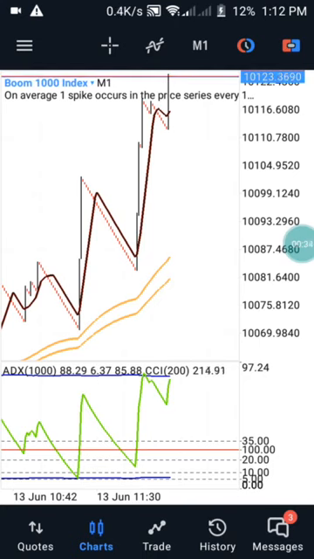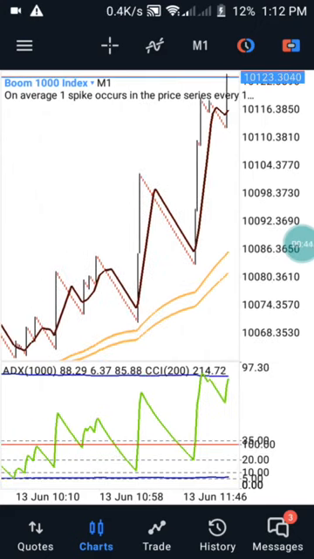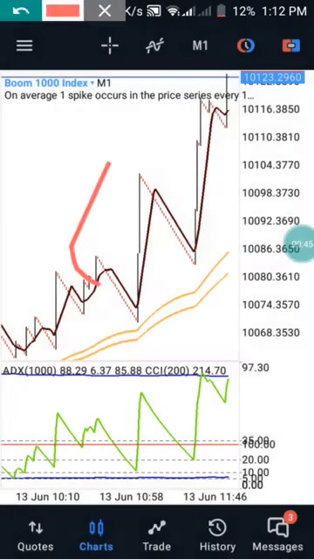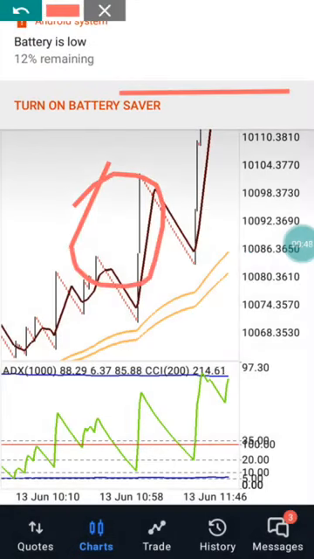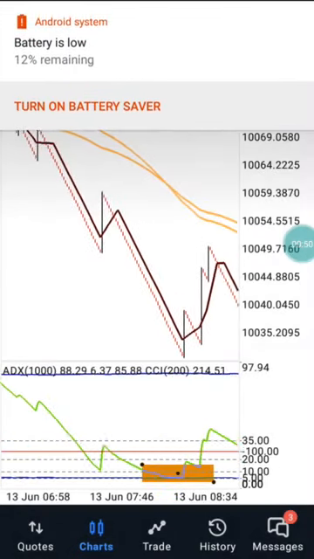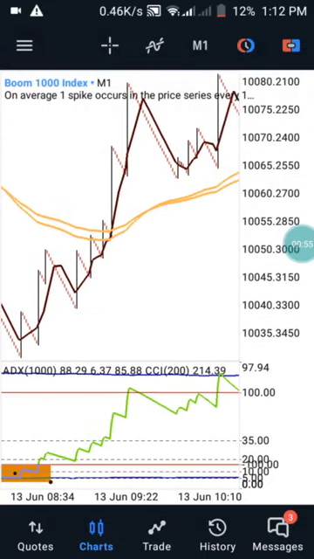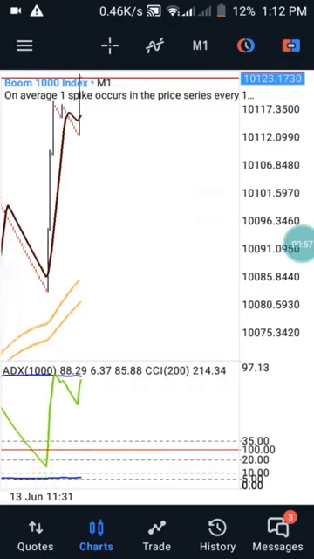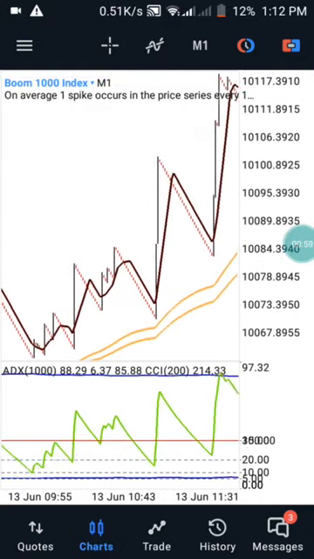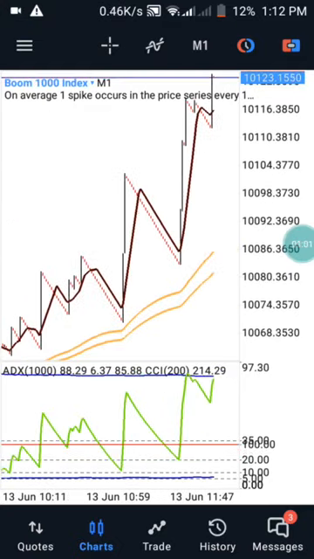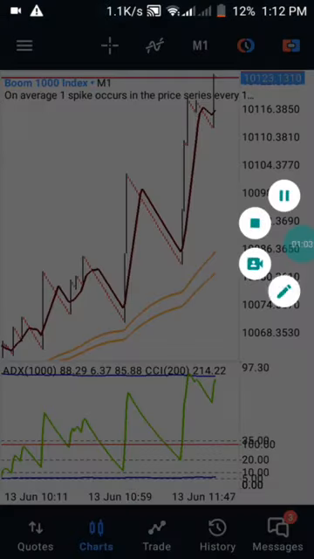Today I'm going to explain how you can use this strategy to catch a spike entry on Boom 1000, 1 minute time frame. As you can see, this is our main chart, and we have our entry at this particular area. We are going to check it out so that you can really get what we mean in this video. So we have moving averages.